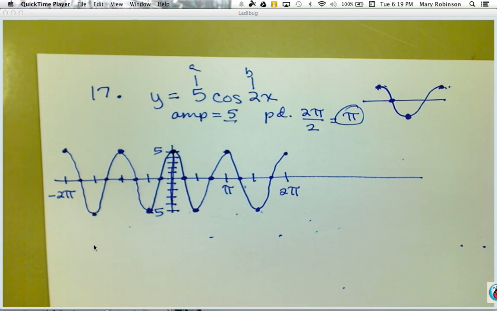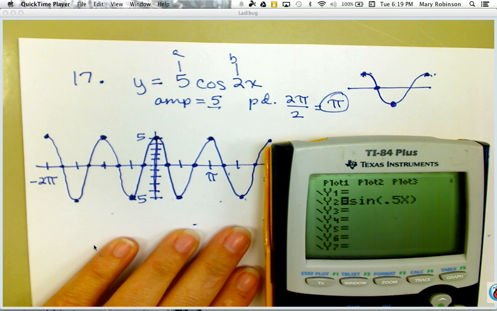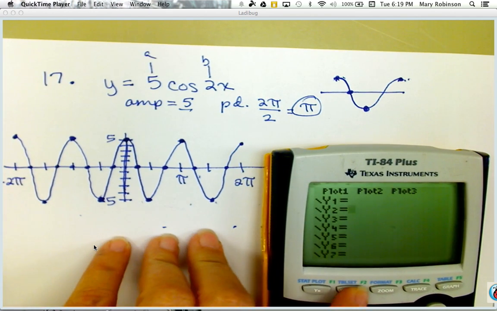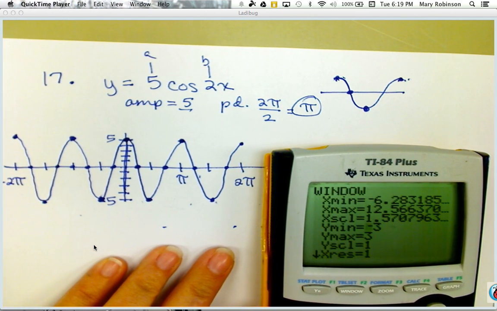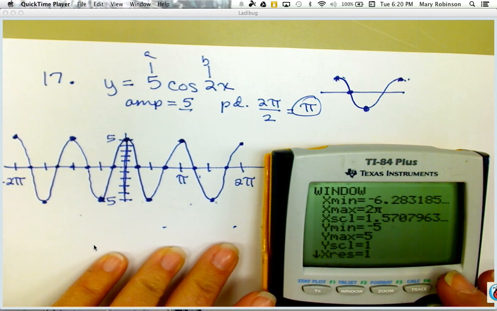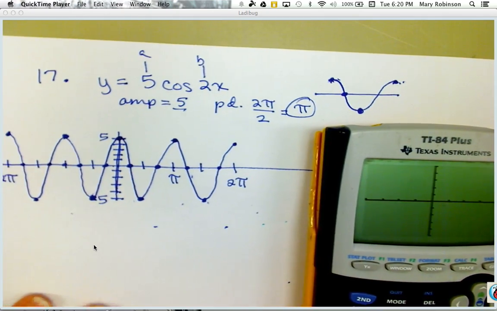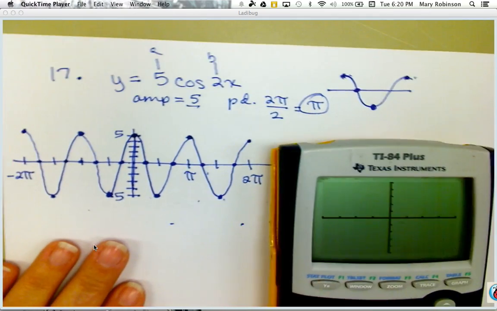Good luck with the rest of your graphs, and remember that you can always type them in your calculator to check. Just real quick, if I want to make sure my graph looks right, I can always set my max to 5 and min to negative 5, make my graph from negative 2 pi to positive 2 pi, and hopefully see exactly what I have in my window.